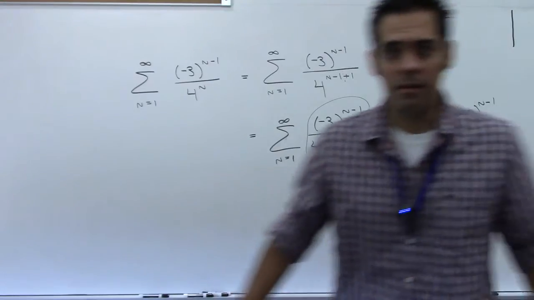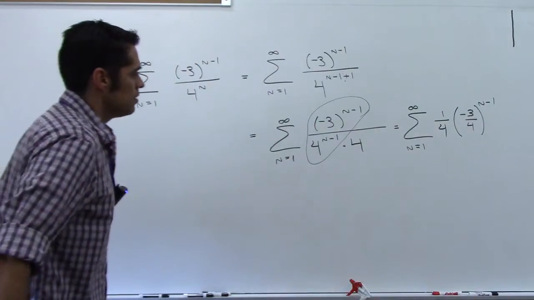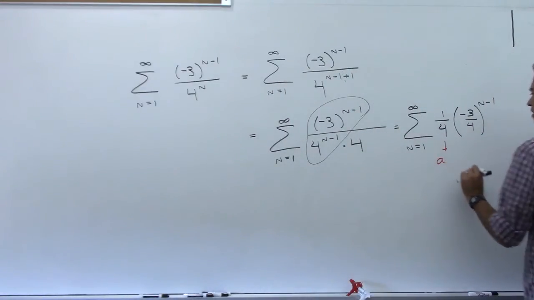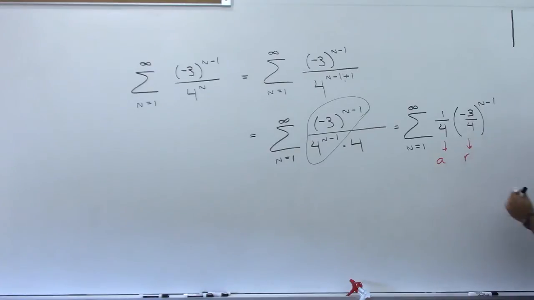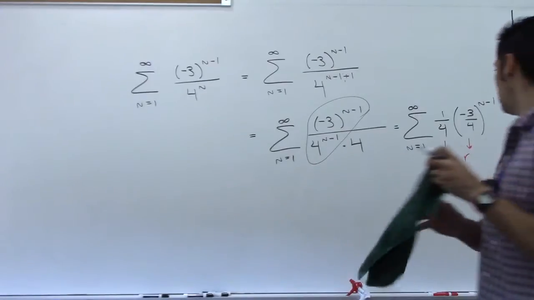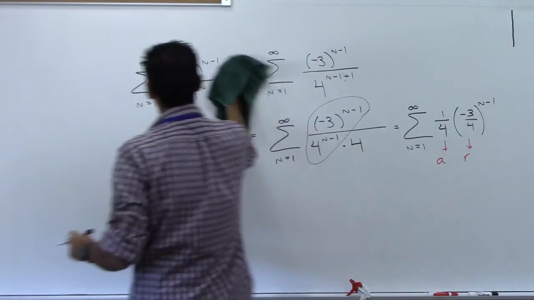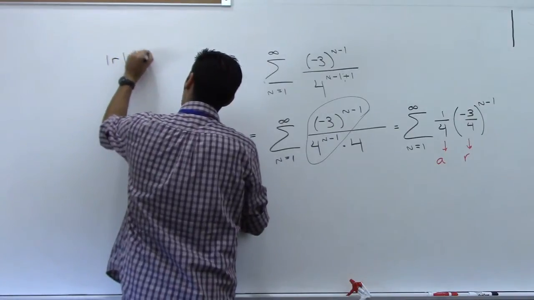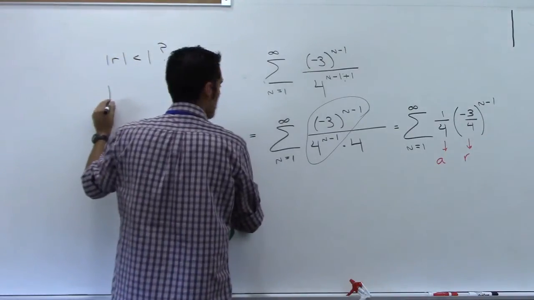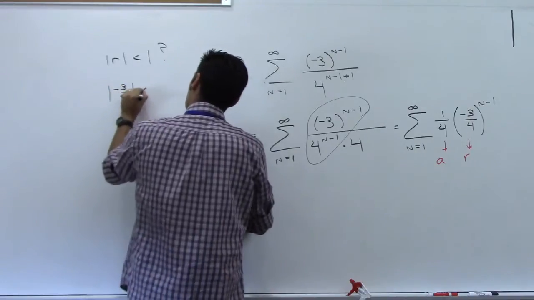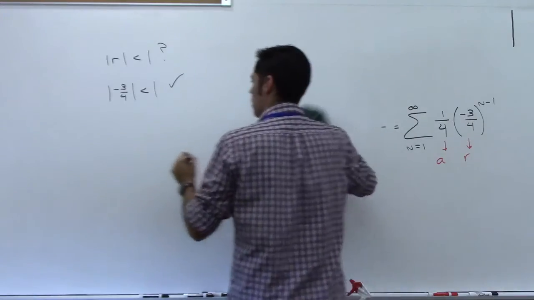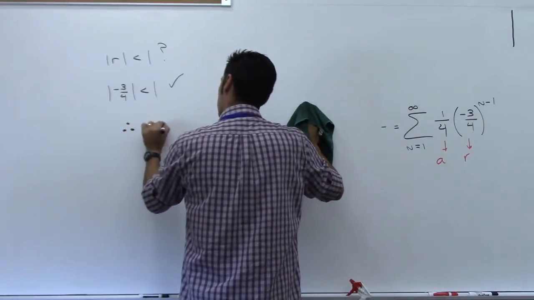I'm going to make sure it's coming out on camera. Yes. So we can identify now that we have an a, which is a constant, and our r is the thing that's being raised to the n minus 1. I need to check that the absolute value of r is less than 1. The absolute value of r is the absolute value of negative 3/4. It's less than 1, check. And therefore this converges.